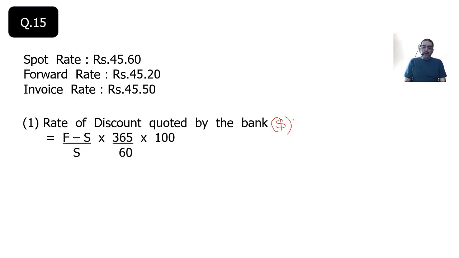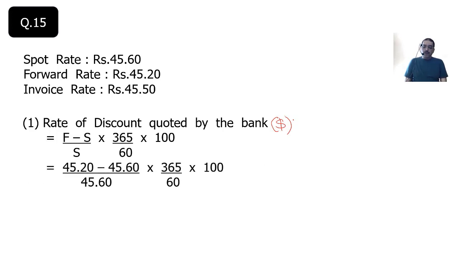Forward minus spot upon spot into 365 by 60, because they have given the number of days. They have not given a number of months. So into 365 by 60 into 100. Forward 45.2 minus 45.6 upon 45.6 into 365 by 60 into 100. So you get minus 5.34. That minus indicates the discount.